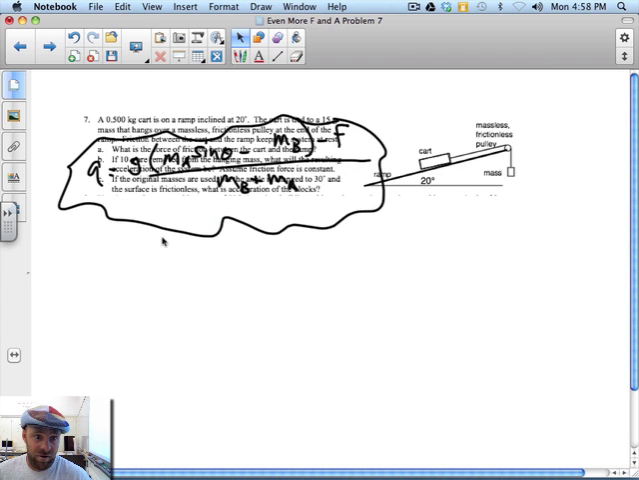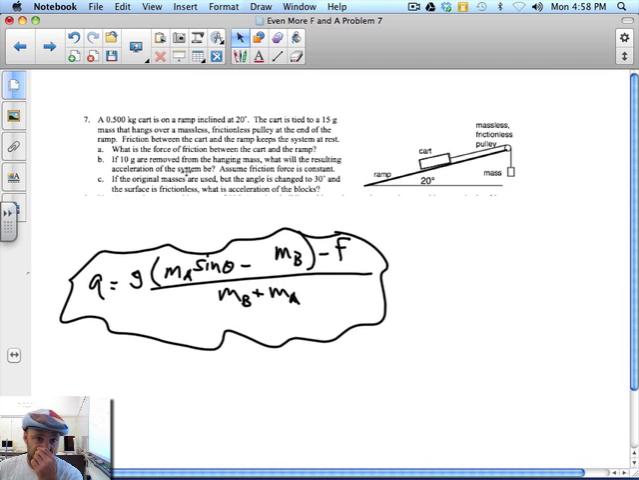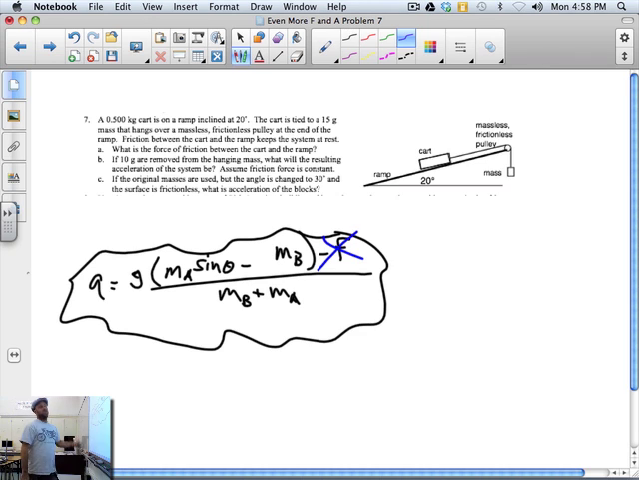I'll move this down. Okay, so if the original masses are used, but the angle is changed to 30 degrees, and the surface is frictionless, well, the only thing I have to do is take out friction, and this equation should work for part C, because it says the surface is frictionless right there. So I'm done already. That's why I like to solve things in general, rather than plug numbers in.